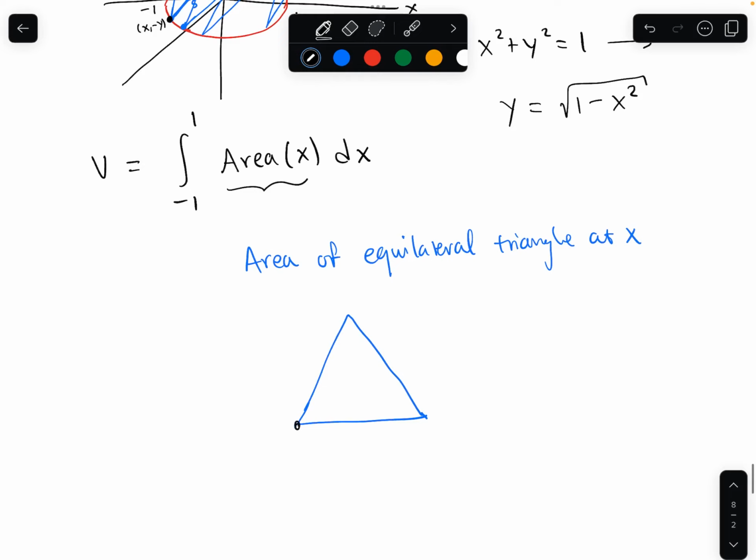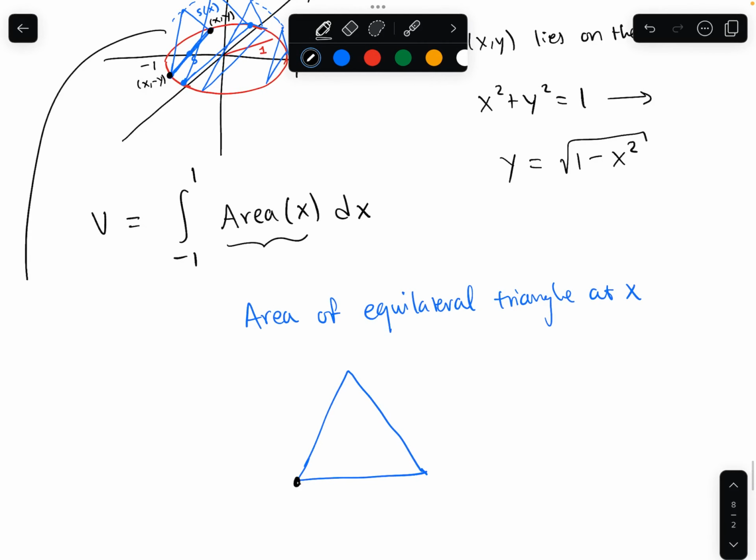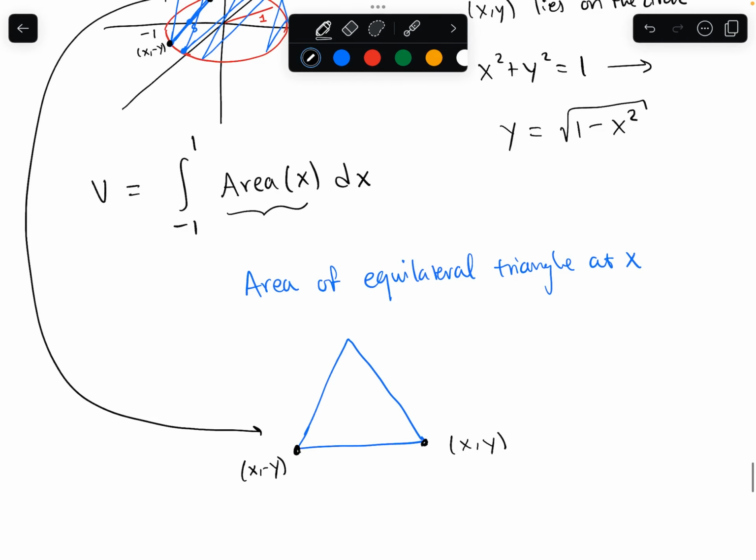Okay? And so taking this equilateral triangle and taking the picture all the way here, here's the point x comma y, here's the point x comma negative y. And so this side length s at x is just twice, it's just 2y, because it's this y minus the negative y. That's the distance there. But y is in terms of x, because these points lie on the circle. So it's 2 square root 1 minus x squared. Okay? And now this is an equilateral triangle, so all three of its sides are that length.